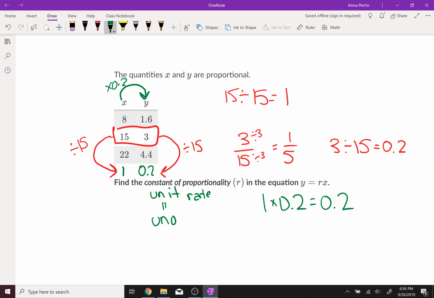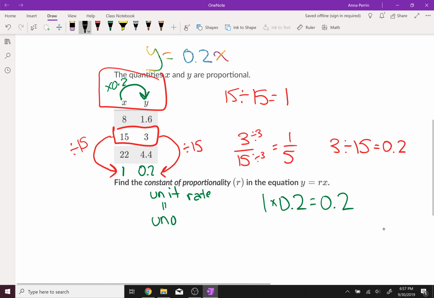If we check that with our other values, 8 times 2/10 is 1 6/10, 15 times 2/10 is 3, and 22 times 2/10 is 4 4/10. So it works in every single row. That also is basically giving me my equation right here, that to get my y value, it is equal to 2/10 times my x value, or y equals 2/10 x.